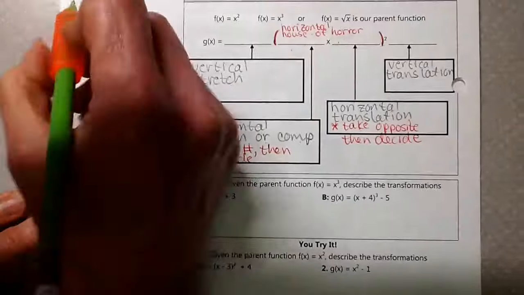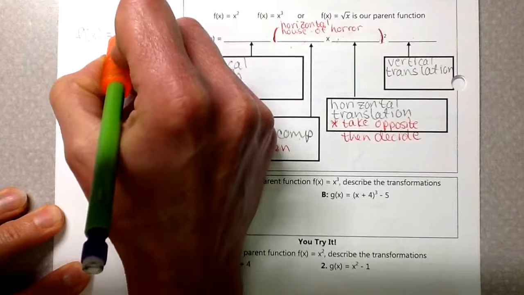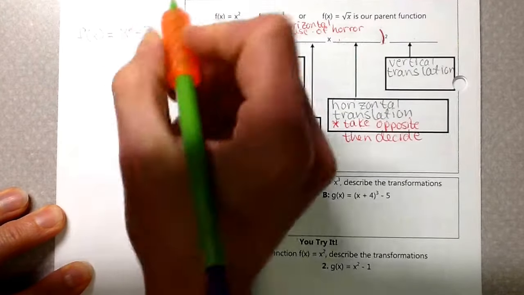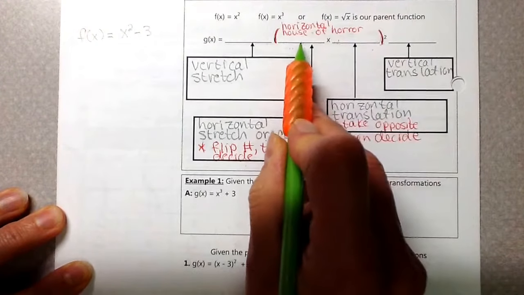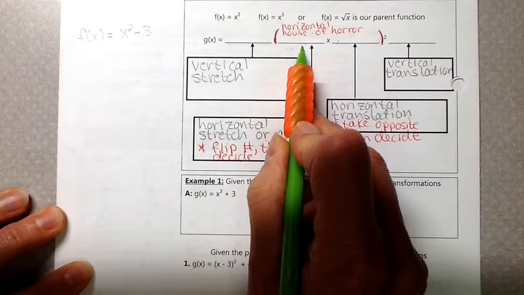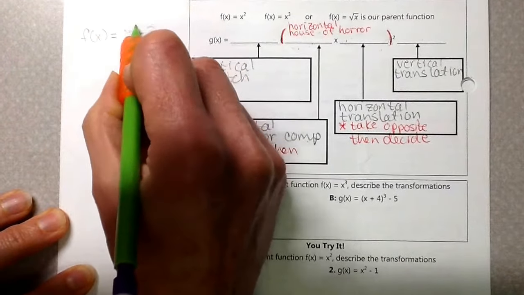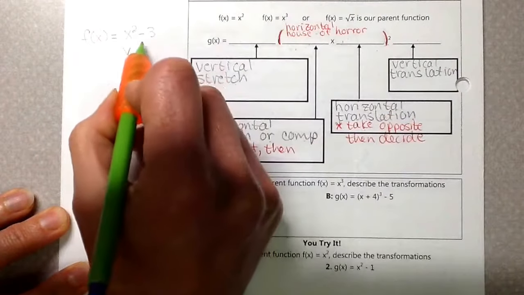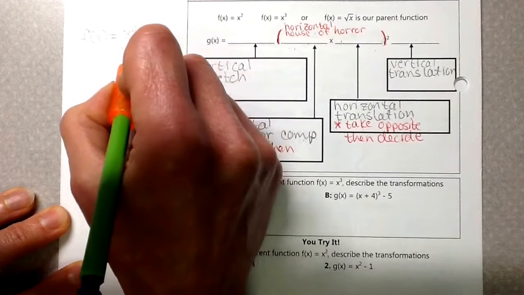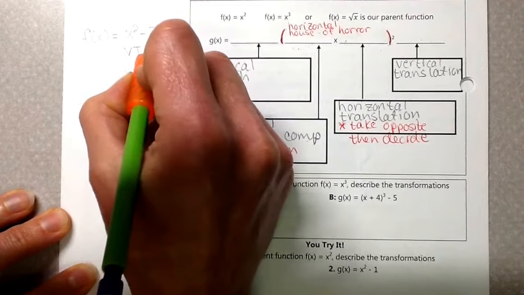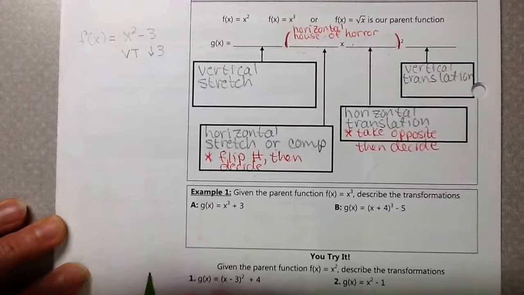If we have f of x equals x squared minus 3, there's no horizontal house of horror. We don't have any parentheses. Since it isn't inside the horizontal house of horror, the only thing it can be is vertical. And just like with points, when we subtract, it's a translation. If we subtract 3 from the function, it's going to be a vertical translation, and it's going to go down 3. So that behaves pretty much like it did with points.